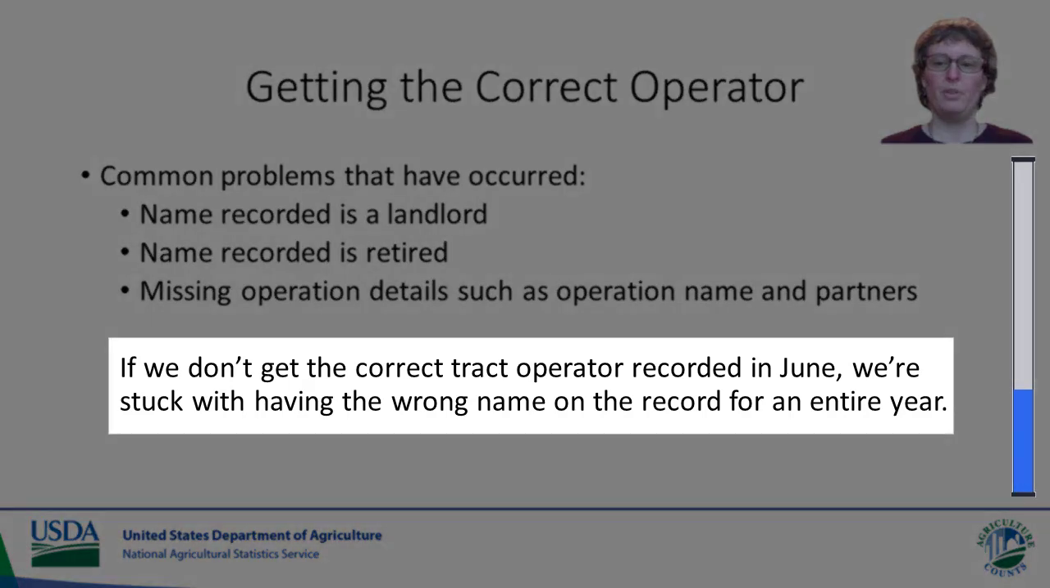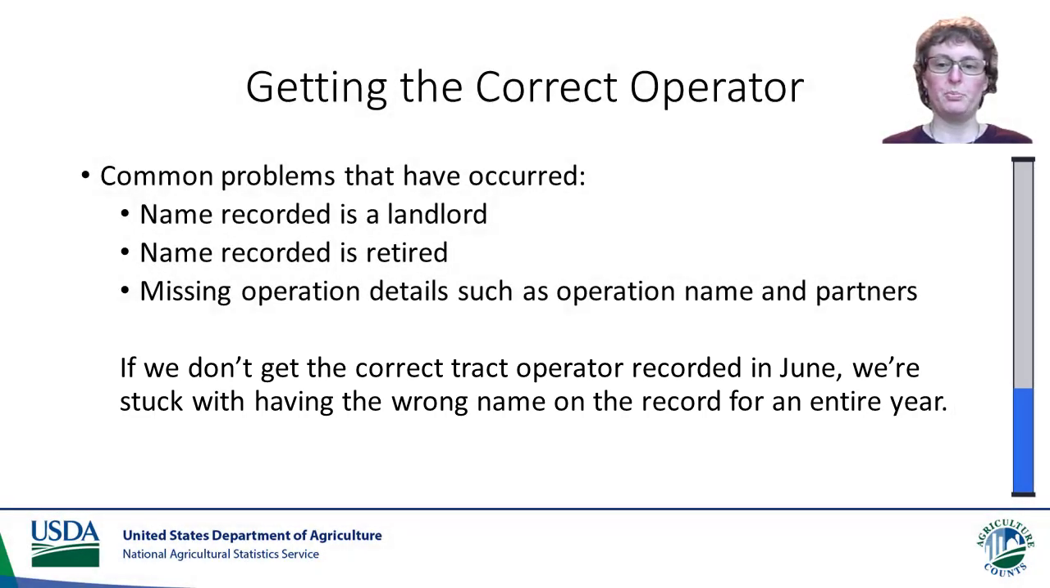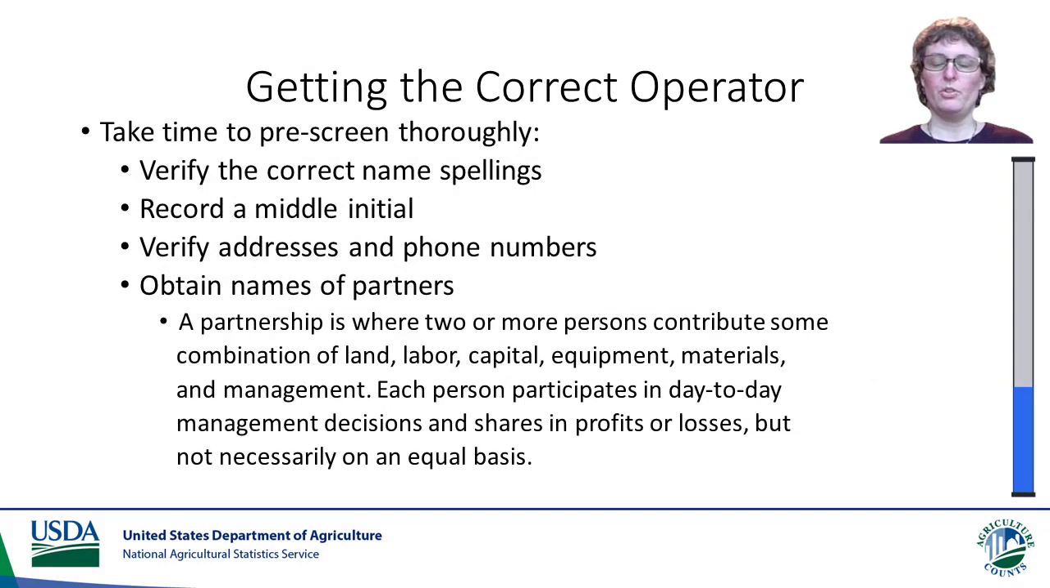In summary, if we don't get the right tract operator name in June, it will be incorrect throughout the year and will cause problems with follow-on sampling for other surveys. In order to avoid problems later on with having the wrong name, it is important to take time to pre-screen thoroughly. Please record the correct spelling of every name, including middle initials if you can, address, and phone number collected.